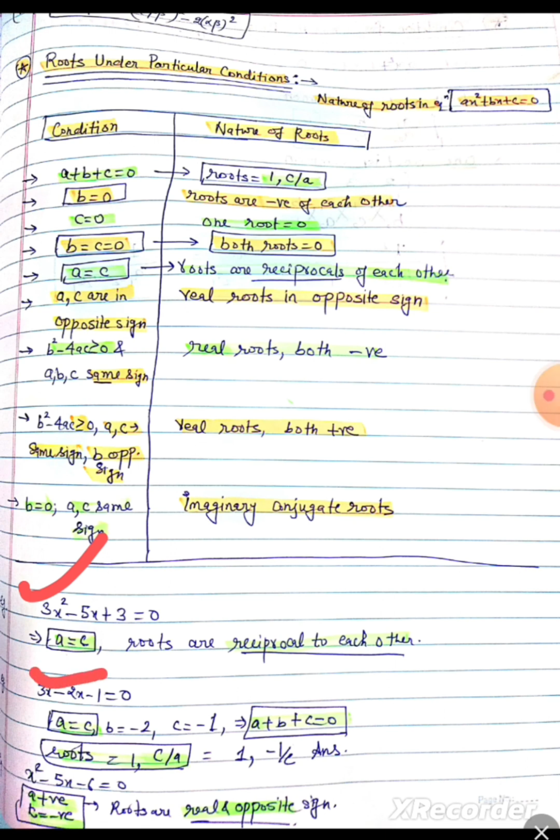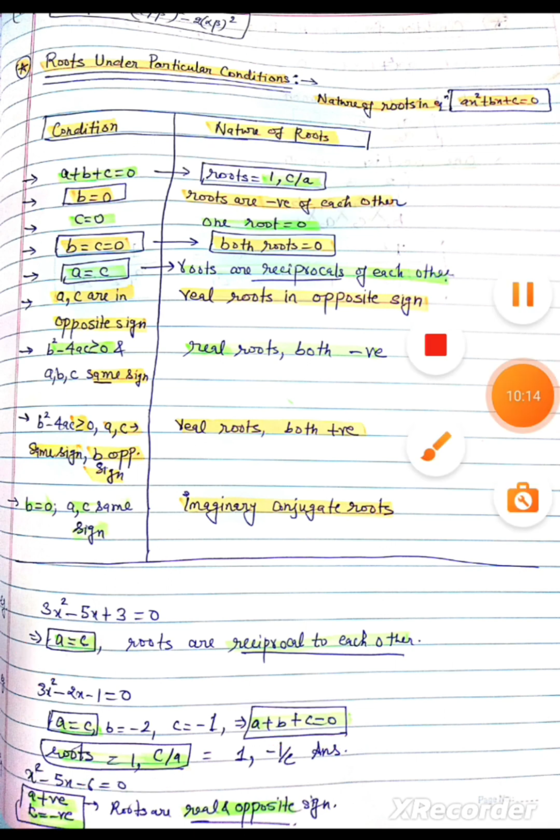Let's take the example 3x square minus 5x plus 3 equal to 0. You can see that the a coefficient is equal to the c coefficient here. In that case, you can find the nature of roots: the roots are reciprocals of each other. The next question is 3x square minus 2x minus 1. You can see here that a plus b plus c equals 0, then your roots are 1 and c by a. Next, if you have the equation x square minus 5x minus c, you can see that a is positive but c is negative here. Then your roots are real and of opposite sign.